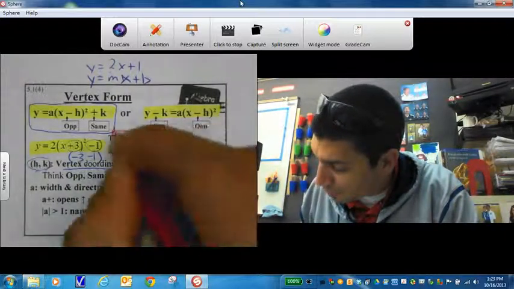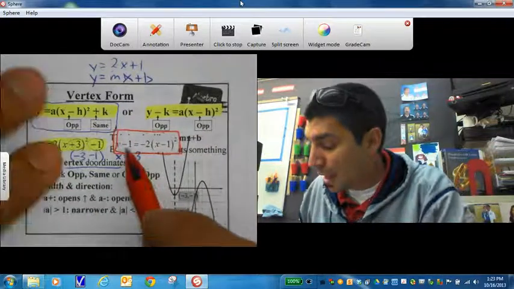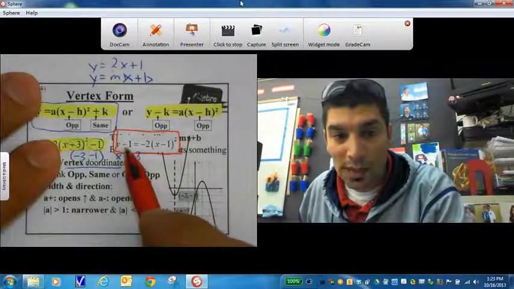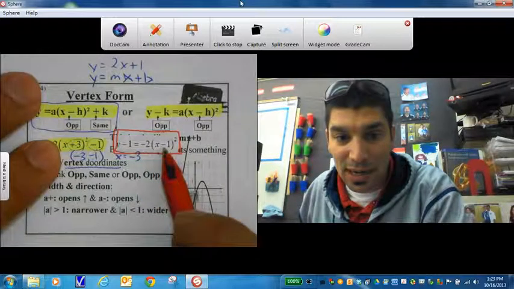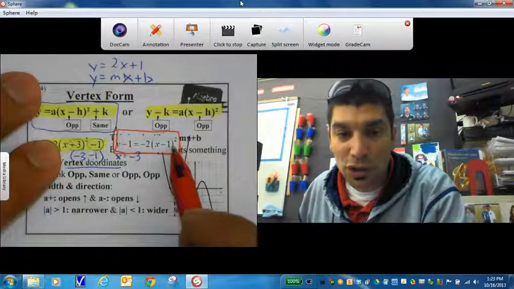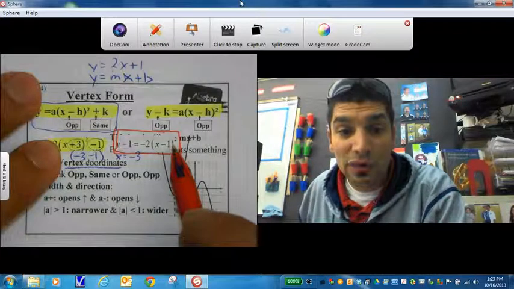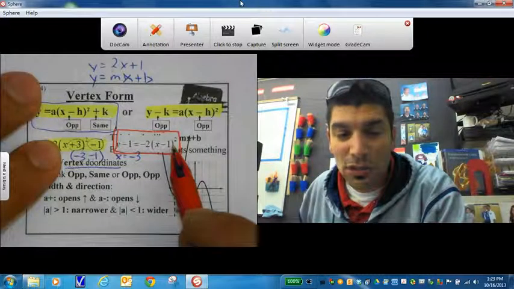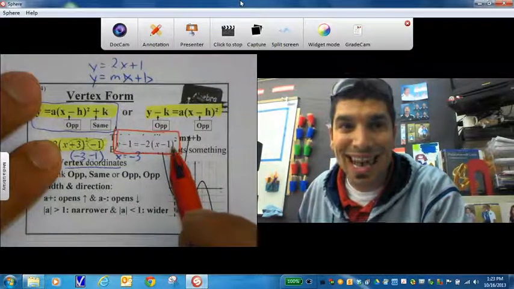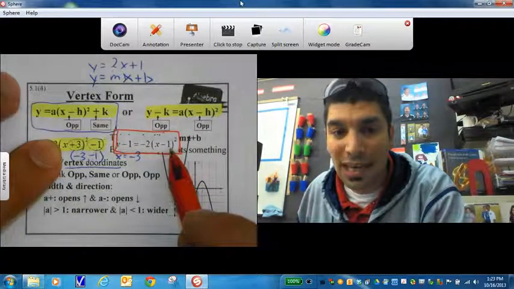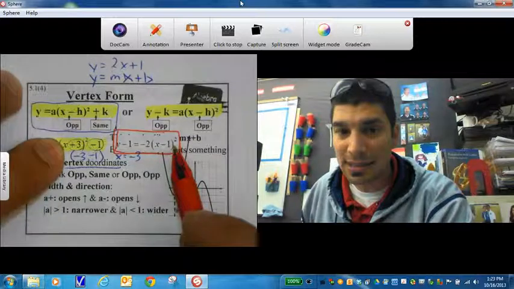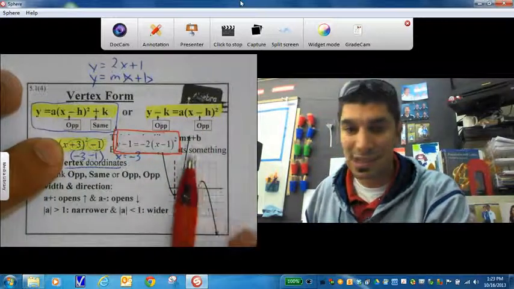Here's the problem. It says y minus 1 equals negative 2 times, in parentheses, x minus 1 squared. I want you to label or find the vertex, and I want you to label and find the axis of symmetry, hopefully with no work, by just knowing what each letter represents. Try it and show the teacher, please.